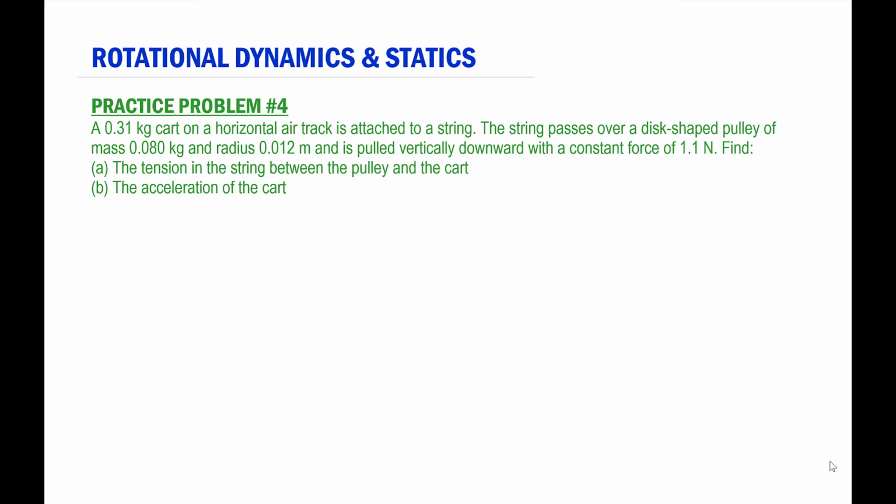In this problem, a 0.31 kilogram cart on a horizontal air track is attached to a string. The string passes over a disc-shaped pulley of mass 0.080 kilograms and a radius 0.012 meters, and it's pulled vertically downwards with a constant force of 1.1 newtons. Find A, the tension in the string between the pulley and the cart, and B, the acceleration of the cart.